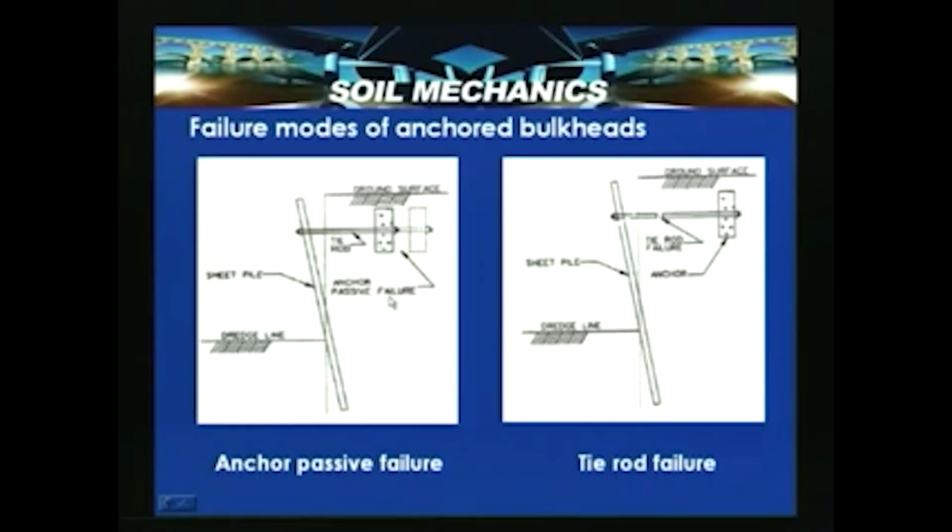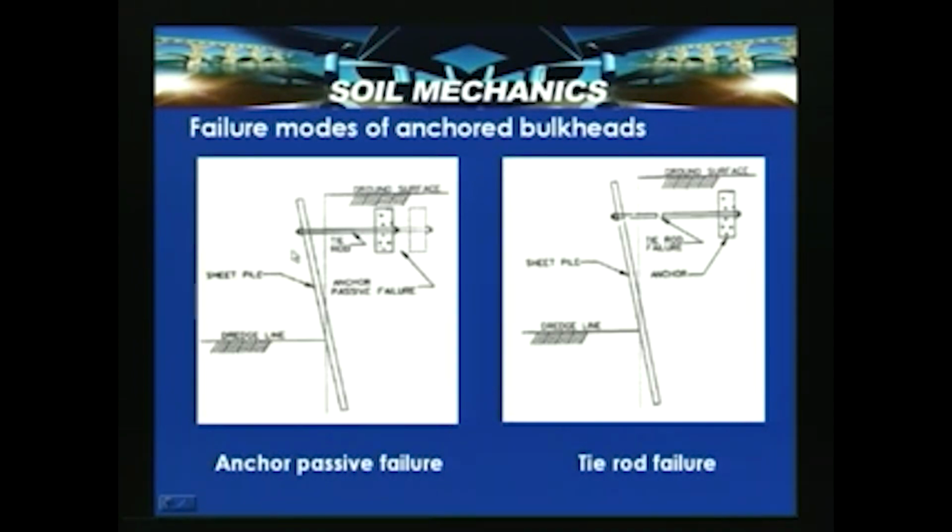The other failure modes for anchored bulkheads are basically anchor passive failure. That means that when the wall is subjected to these pressures, this particular anchor gets pulled out of its position. That is because on this side it has inadequate anchorage capacity, that is, passive failure has occurred, and that has resulted in anchor passive failure.